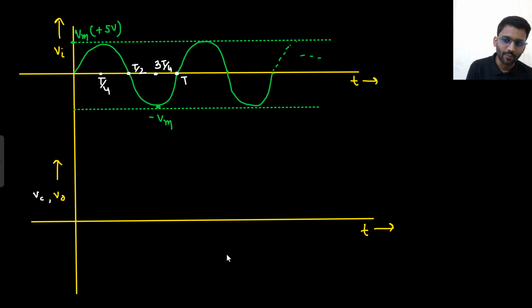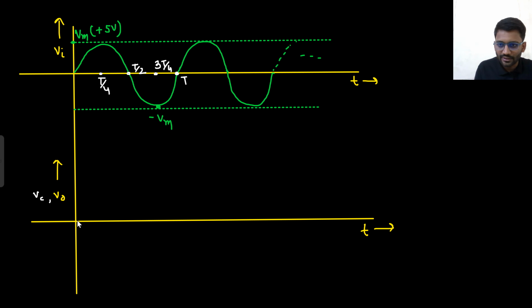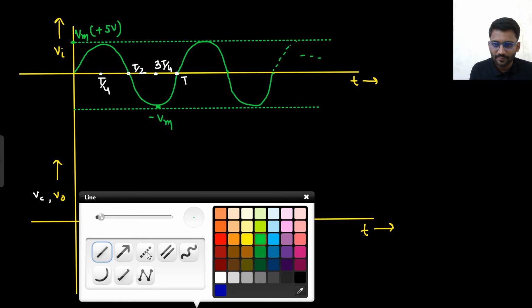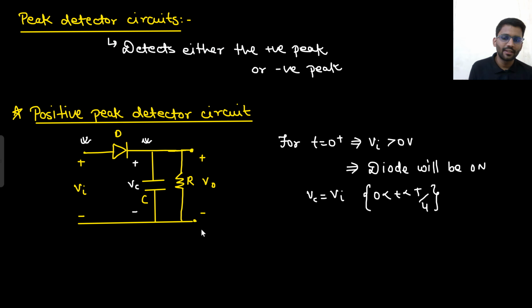So Vout and VC waveforms, both waveforms we are plotting. VC will be equal to Vin from 0 to T by 4. So it has reached this value. This value is Vm, or we can say 5 volt, plus 5 volt. Now at the next moment, what is happening? Now this capacitor is charged to 5 volt.